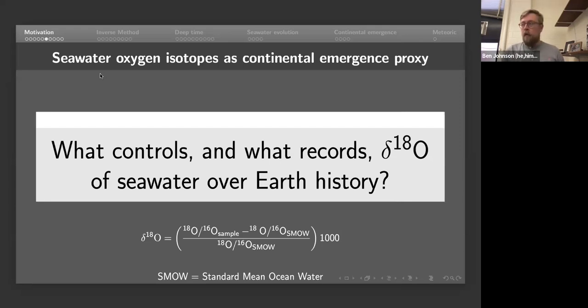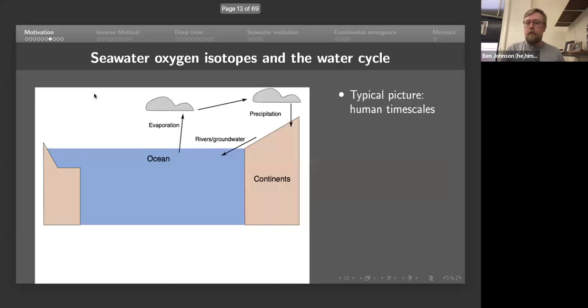In order to justify using this value through time as a proxy for continental emergence, it's worth asking and trying to answer what actually controls the δ18O value of seawater over Earth history. It all comes back to something that I learned in maybe elementary school: the water cycle. What I put up here is a schematic of the oceans and continents. We have evaporation of water off the ocean, forms clouds, rains and snows over land, rivers and groundwater come back to the ocean, and there's our water cycle right there.